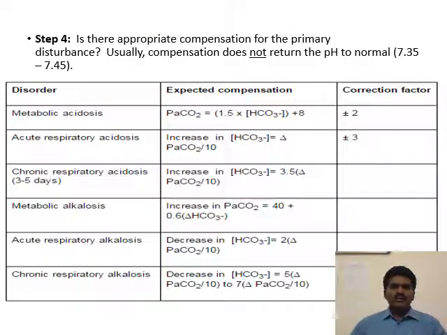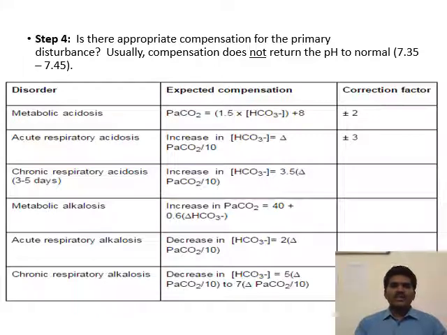Step 4 is to calculate the appropriateness of compensation for the primary disturbance. Usually compensation does not return pH to normal. If pH is in the normal range and you see an acid-base abnormality, it might be a complex acid-base abnormality. These are the formulas you need to be using for detecting different types of disorders. In metabolic acidosis, PaCO2 should be equal to 1.5 times bicarbonate plus 8.